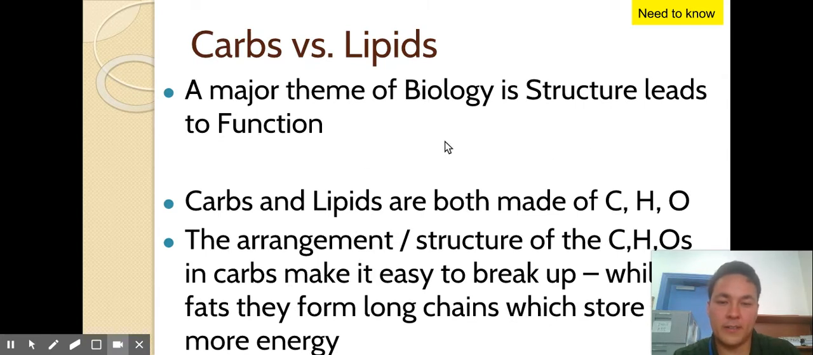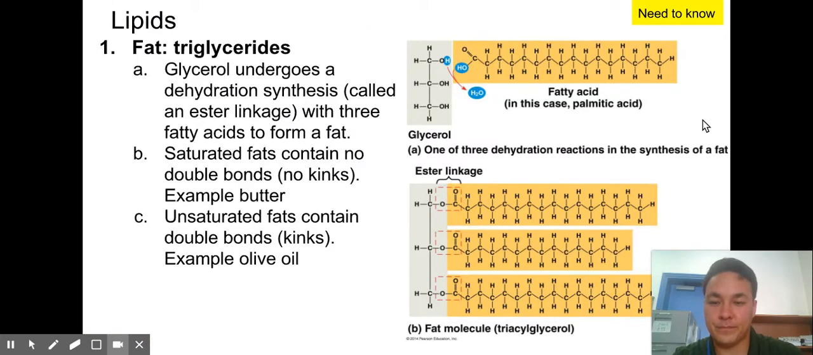So here I went over structure leading to function. Carbohydrates with those H's and O's on the outside of the ring are easier to break down than lipids, which have those hydrocarbon tails with lots of carbons and hydrogens. So carbohydrates will be used for energy first. Let's get a little bit deeper into lipids.